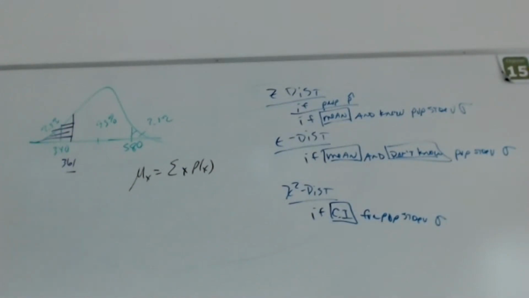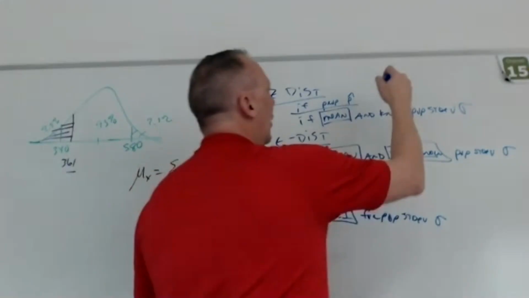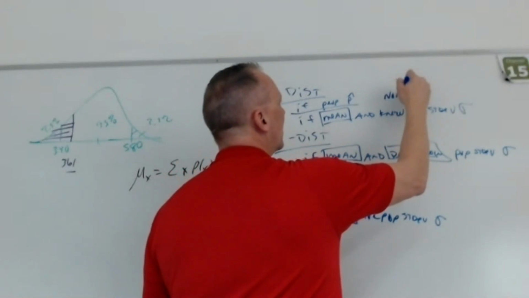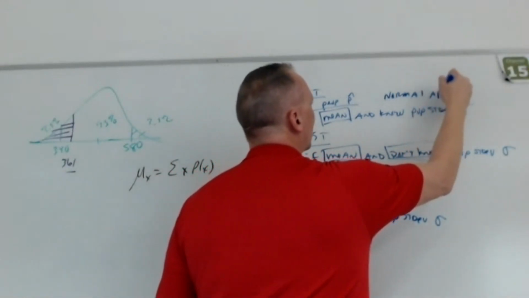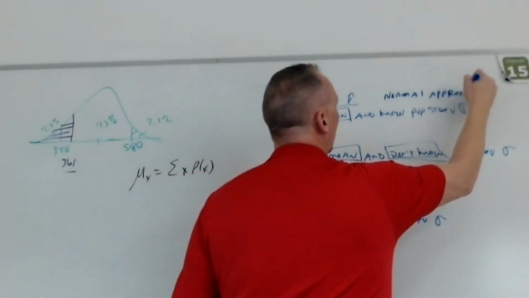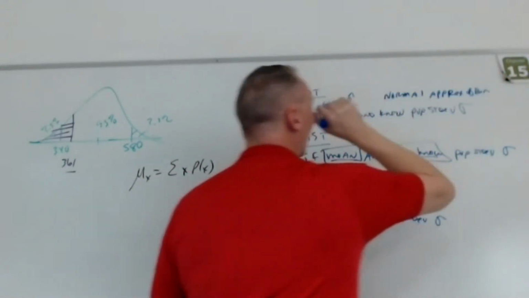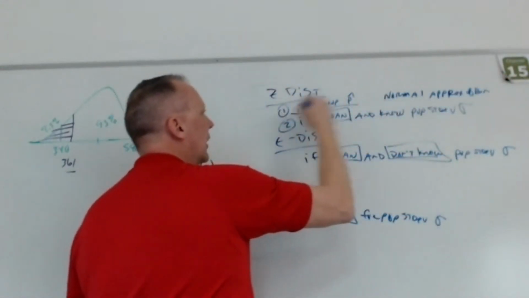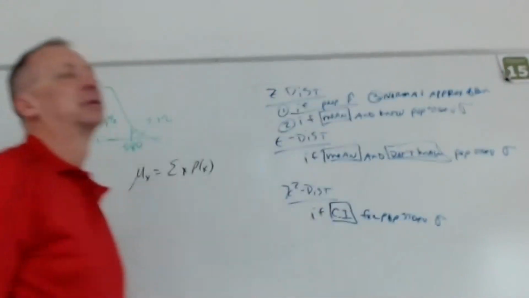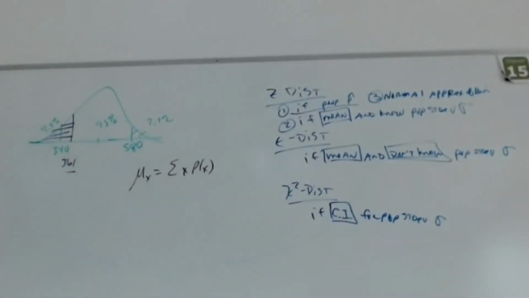Oh, you know, they should throw a third one on there. I didn't throw the third one on there. Or the normal approximation of the binomial. There's another one you could do. So 1, 2, and 3. I'll have to add that one. I didn't tell my last class that one. Forgot.